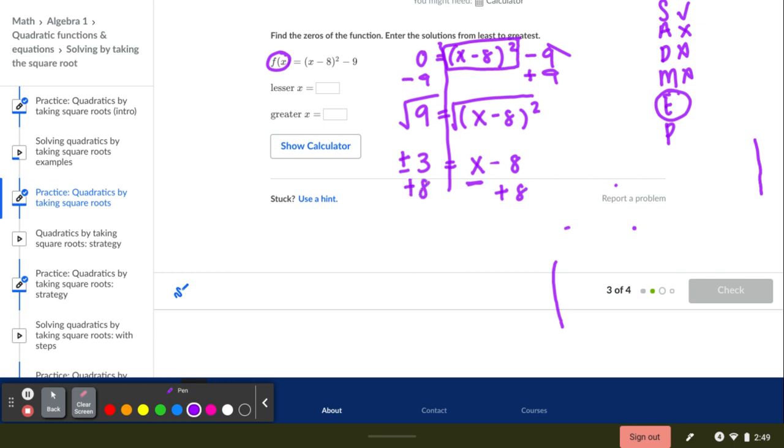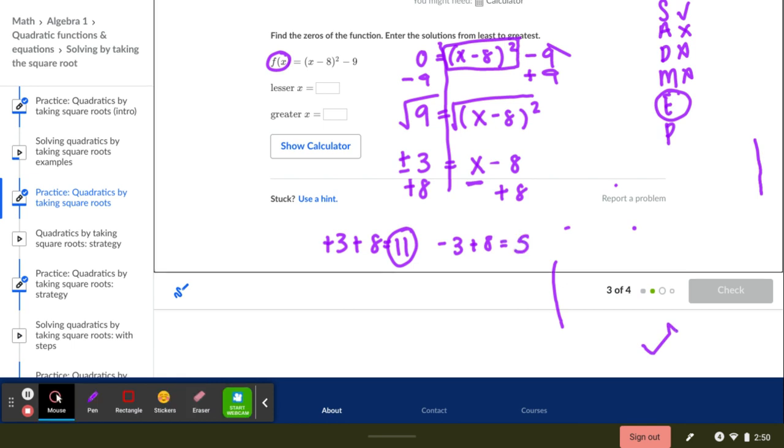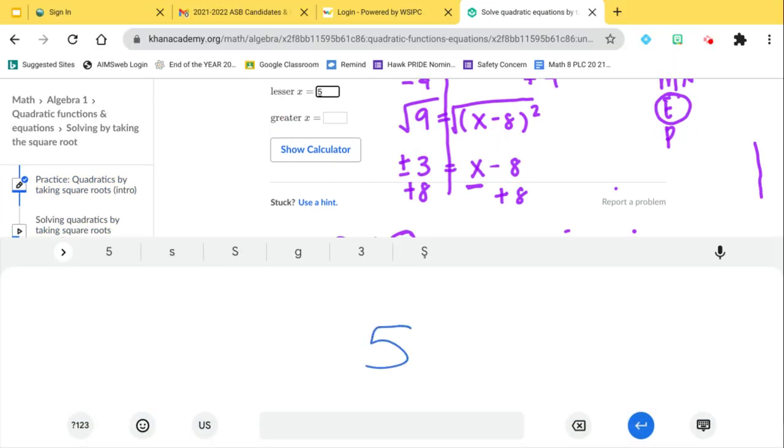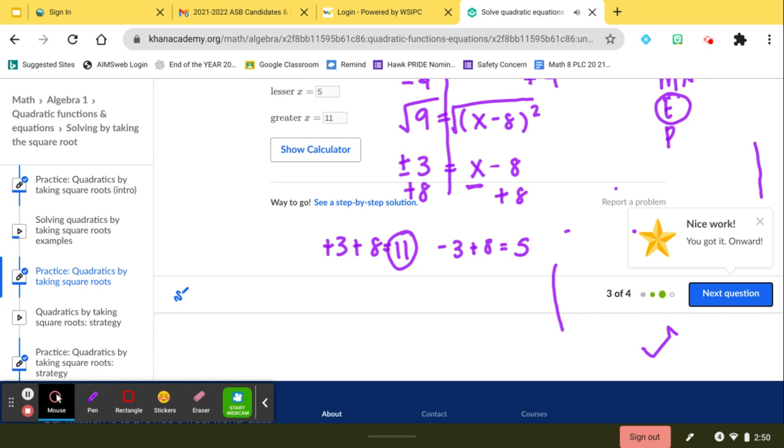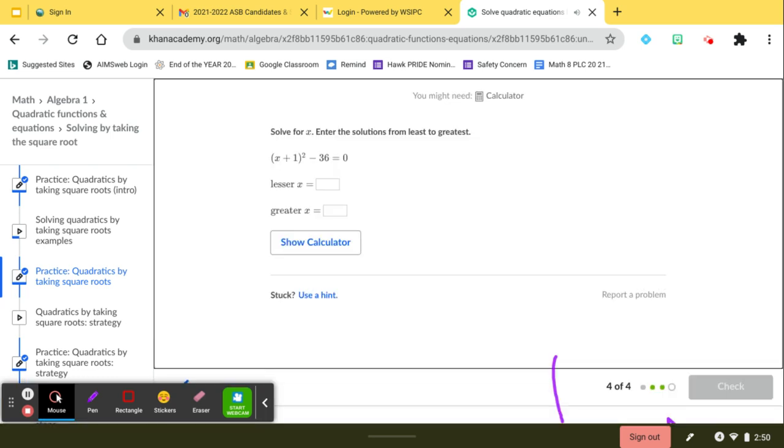Now this is where my positive and negative 3 come into play, because I'll have positive 3 plus 8, and then negative 3 plus 8. Positive 3 plus 8 is 11, so there's one solution, and negative 3 plus 8 is 5, so there's my other solution. So I have 5 and 11. So we got it. So let's go to the next one.